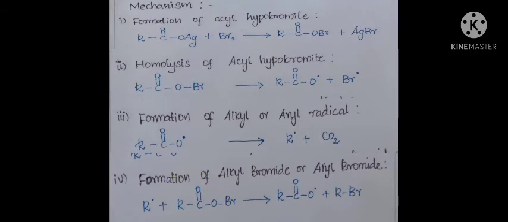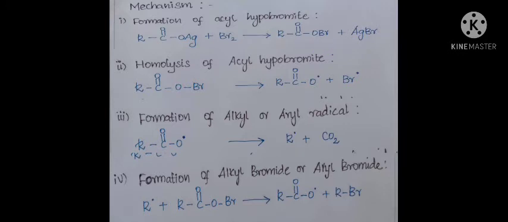In the fourth step, that R radical reacts with the bromine compound. There is then formation of alkyl bromide or aryl bromide, which means R may be alkyl or aryl in this mechanism. So finally we got the alkyl halide as the major product. These are the steps involved in the Hunsdiecker reaction. Very simple reaction. I hope you understand the mechanism.